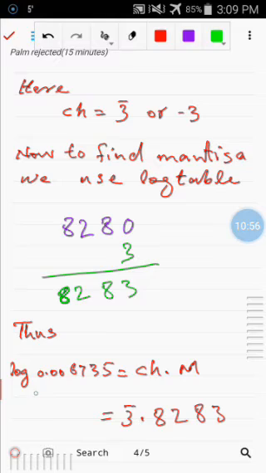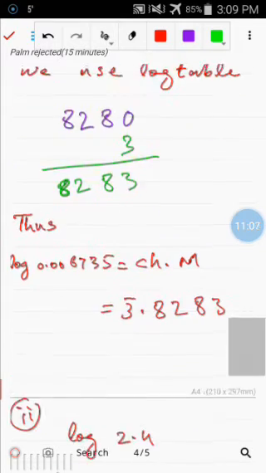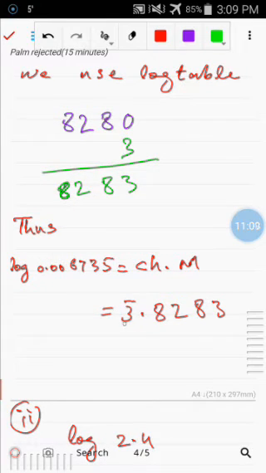Thus the logarithm of 0.006735 is equal to characteristic plus mantissa. So the characteristic is equal to -3, and the mantissa is equal to 8283. Thus the logarithm of this number is equal to -3.8283.